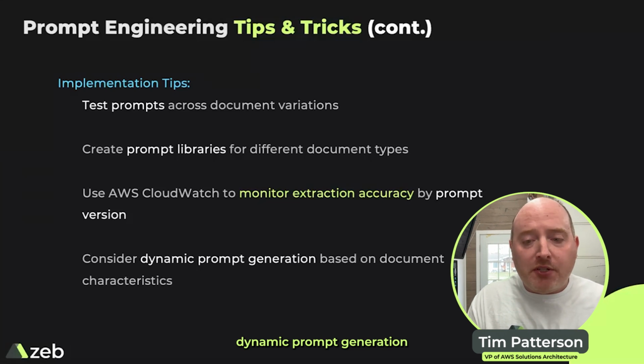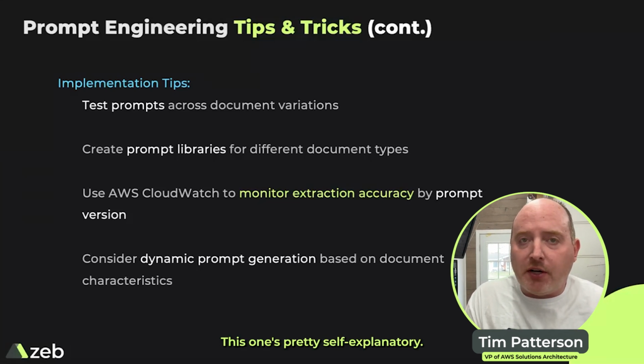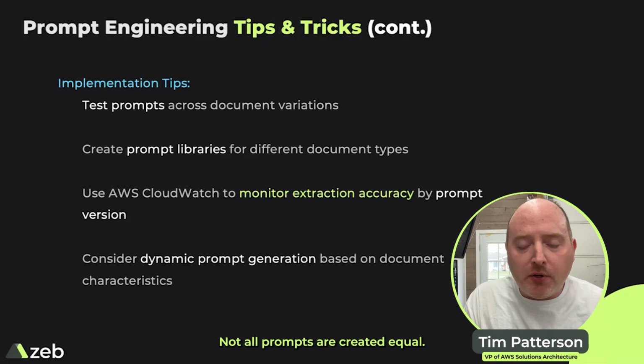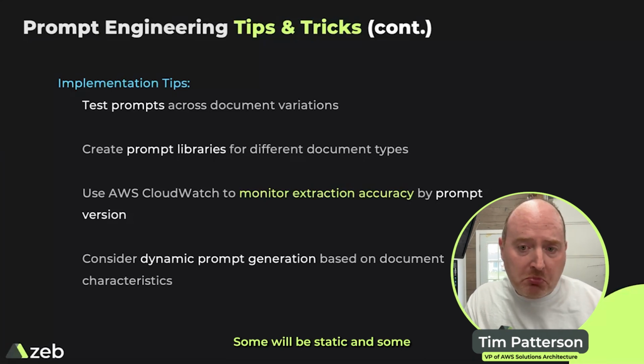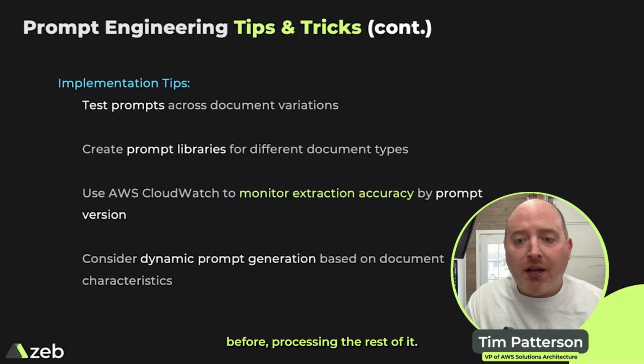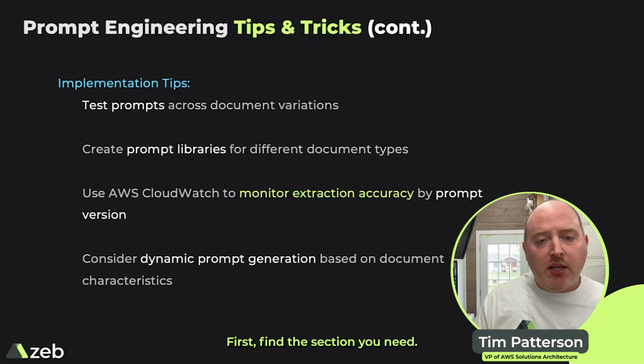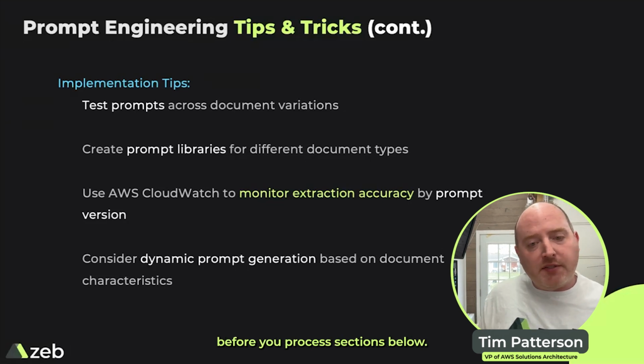Consider dynamic prompt generation based on document characteristics. This one's pretty self-explanatory. Not all prompts are created equal. Some will be static, and some you might actually want to extract portions of a document before processing the rest of it. Kind of like the multi-layer extraction technique. First, find the section you need, and make sure you've got the information before you process sections below.